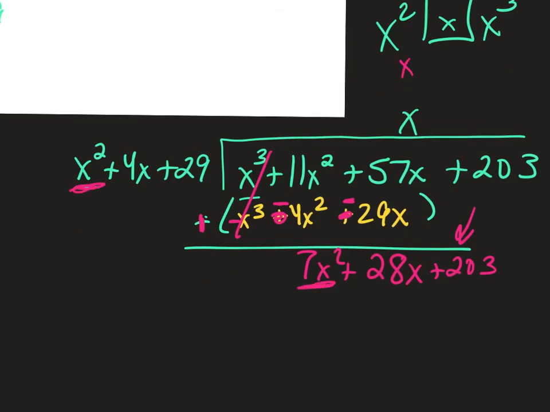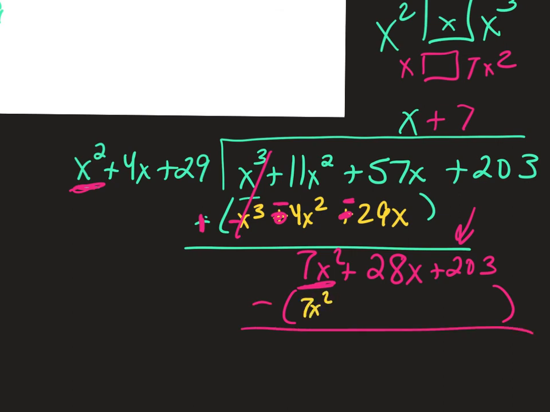So now again, first term into first term. So x times what gives me 7x squared? You guys are going to tell me 7, positive 7. So get your subtraction ready before you multiply. 7 times x squared is 7x squared. 7 times 4 is 28x. And what do you think 7 times 29 is? Yep, 203. Now before we can do any subtraction, we have to distribute that negative.